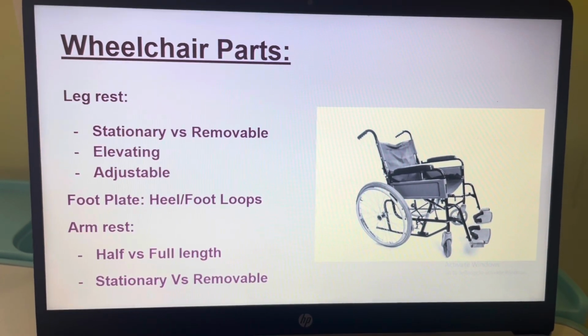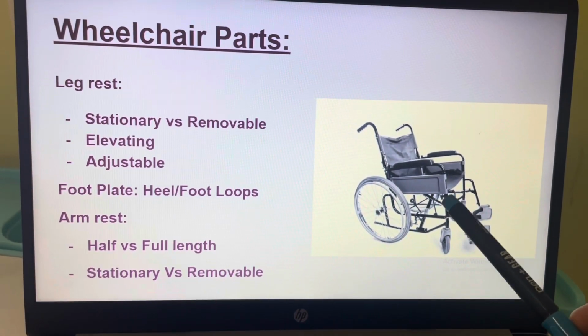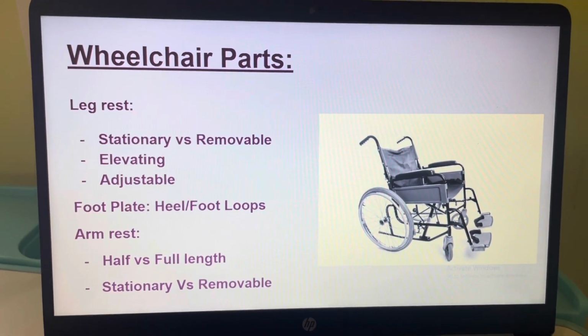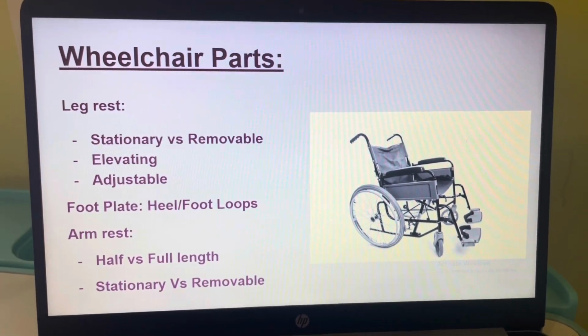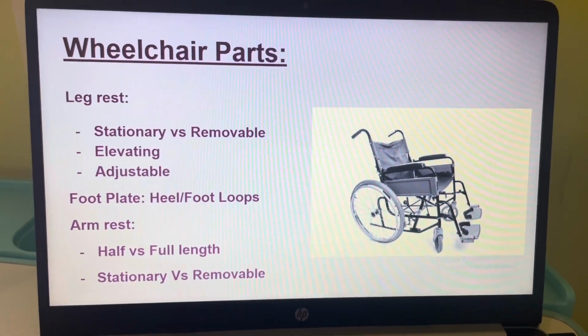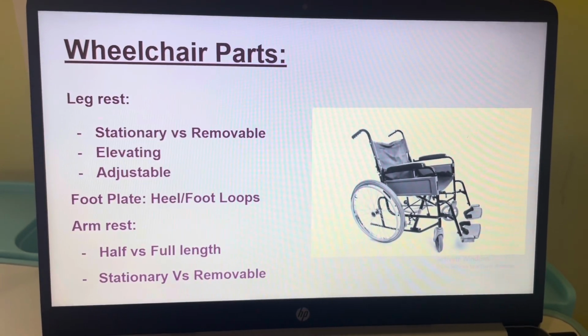Removable leg rest can be detached from the wheelchair when needed using a lever usually located at the side. Elevating leg rests are recommended for people with compromised cardiovascular function, people who have problems with swelling in the legs or pitting edema.